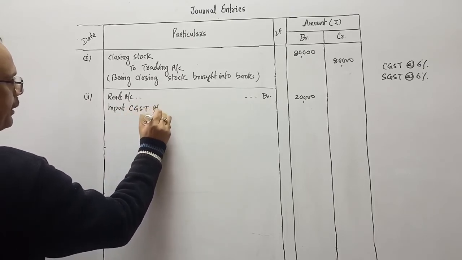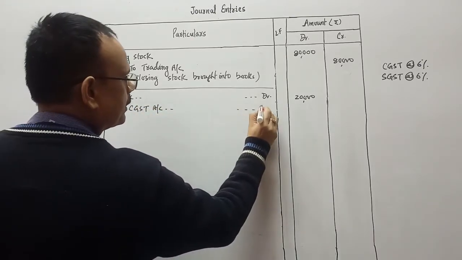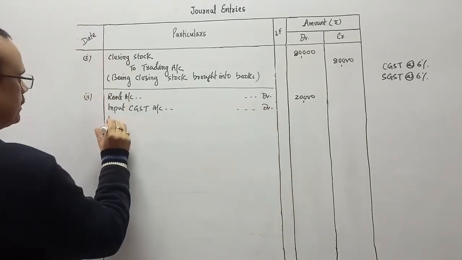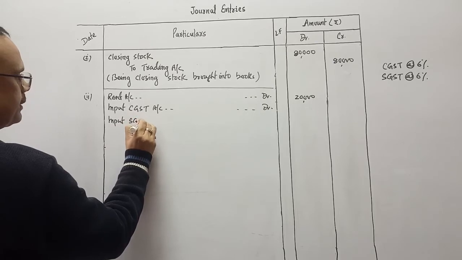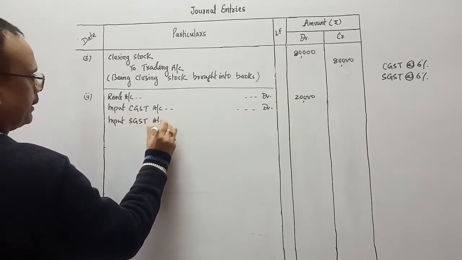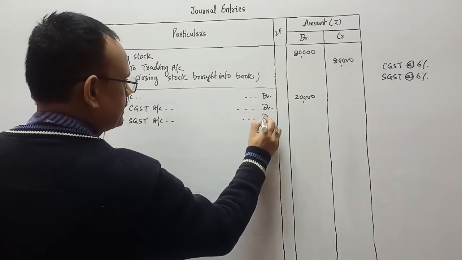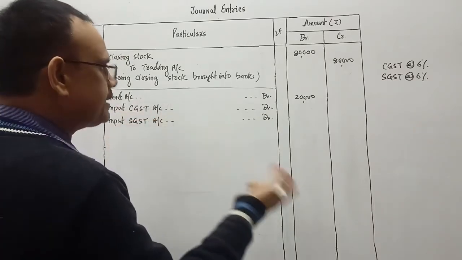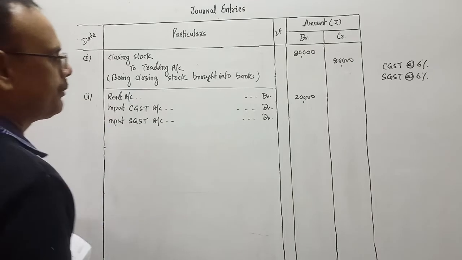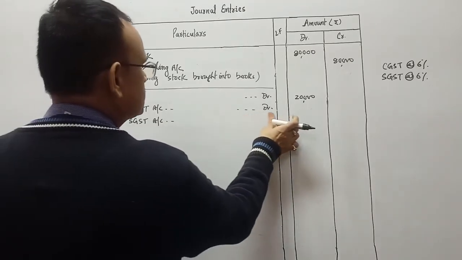Input CGST account debit. Input SGST account debit. Input state GST, input central GST, input state GST account debit. That will be debited by 6%.